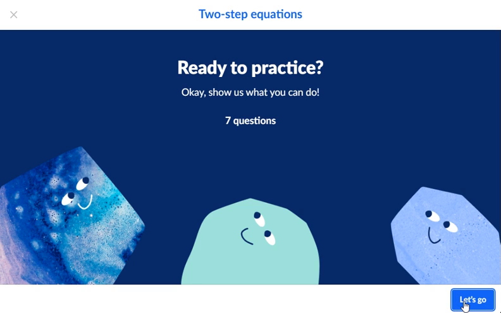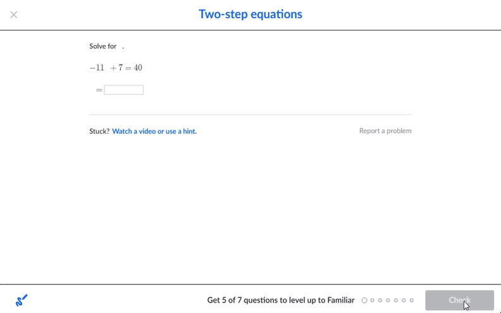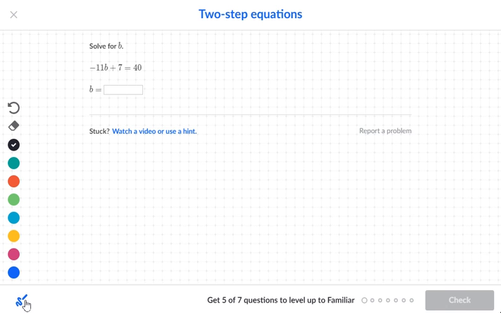Two-step equations. Okay, so we have the following. We have a negative 11b plus 7. So we'd say a negative 11, letter B, plus 7 is equal to 40.